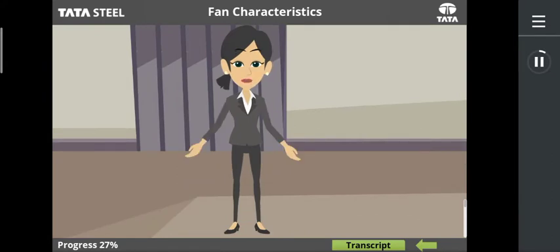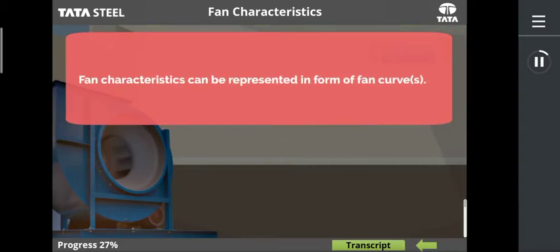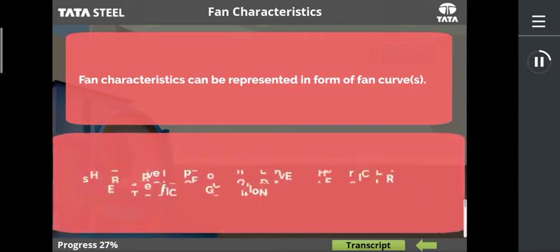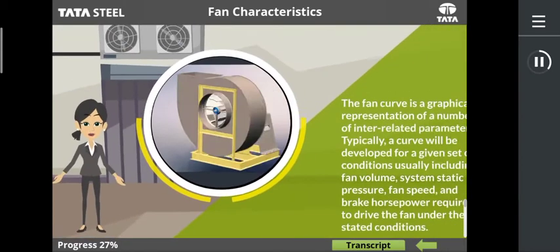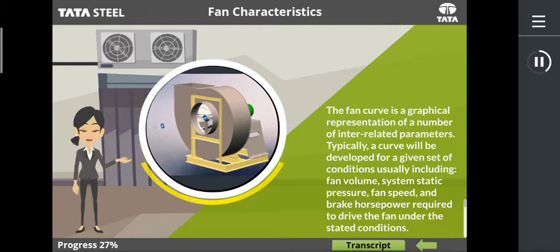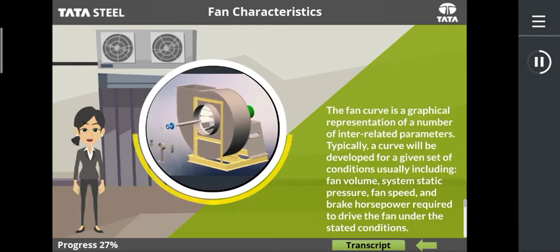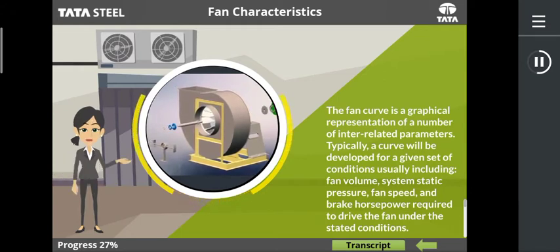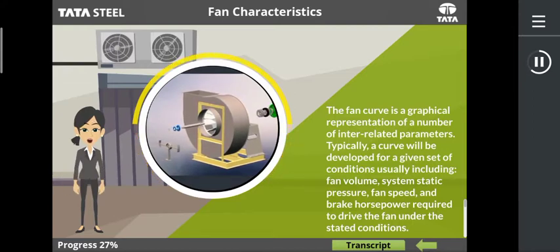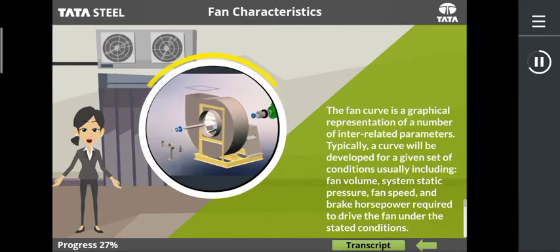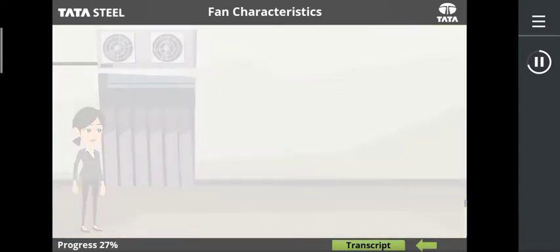Next, we are going to learn about fan characteristics. Fan characteristics can be represented in form of fan curves. The fan curve is a performance curve for the particular fan under a specific set of conditions. The fan curve is a graphical representation of a number of interrelated parameters. Typically, a curve will be developed for a given set of conditions, usually including fan volume, system static pressure, fan speed, and brake horsepower required to drive the fan under the stated conditions.